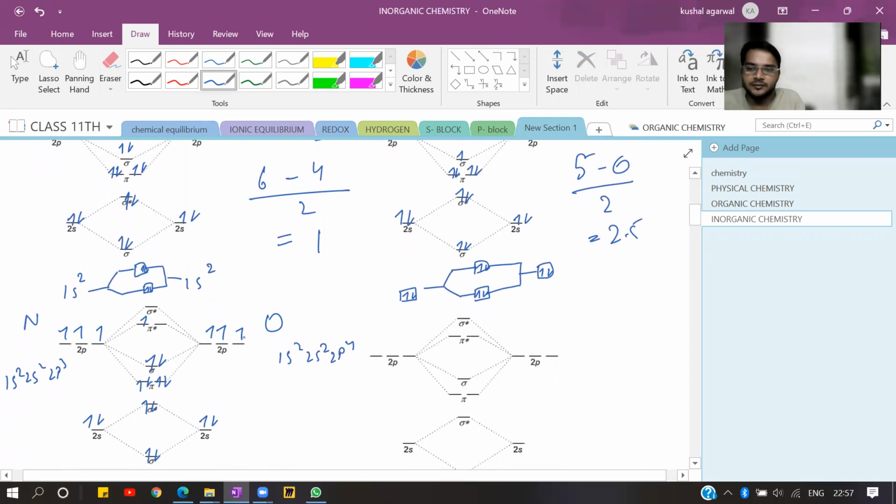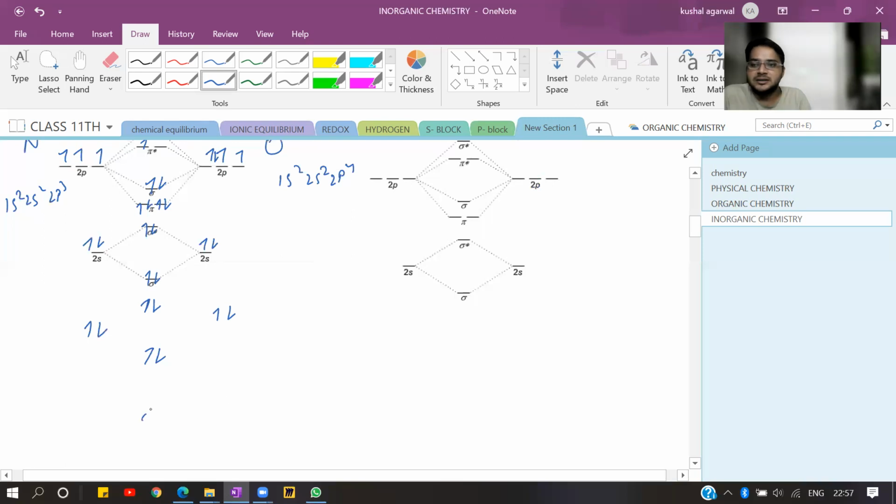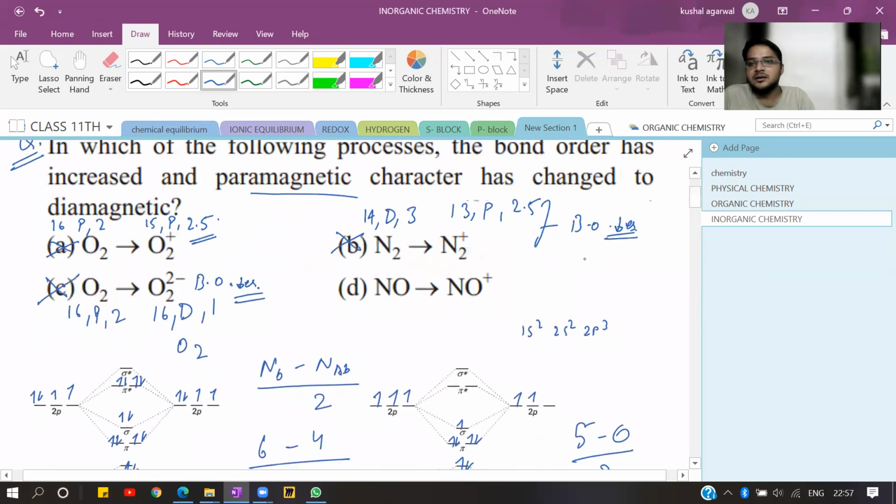First of all, draw NO. Firstly, we have to draw the structure of NO. While drawing, the structure of NO is paramagnetic in nature. You can see the total number of electrons here is 15.